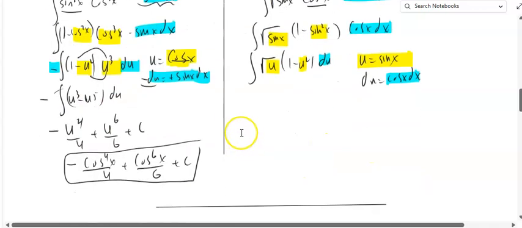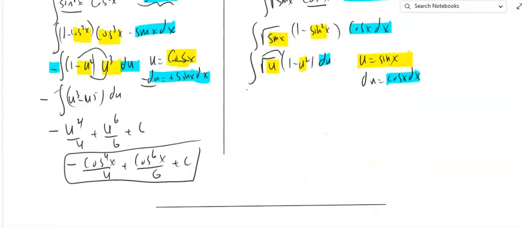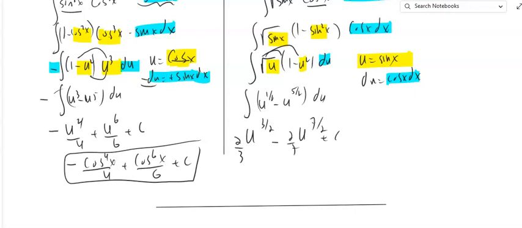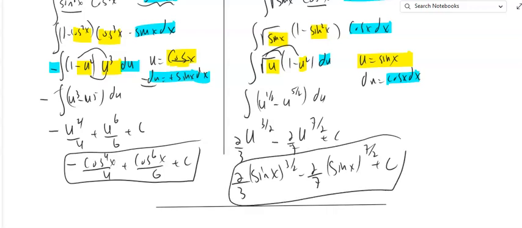And if I distribute that in, u to the 1/2 minus u to the 2 plus 1/2, which is 5/2. Add 1 to the power, divide by that, add 1 to the power, divide by that, replace u back, and remember u is, in this case, the sine. And there's my answer.